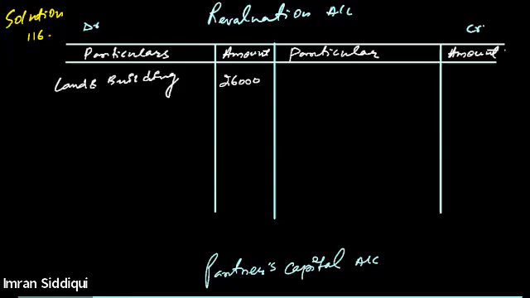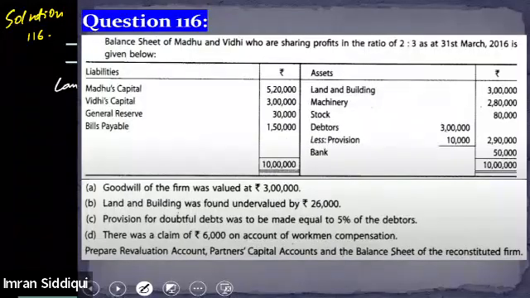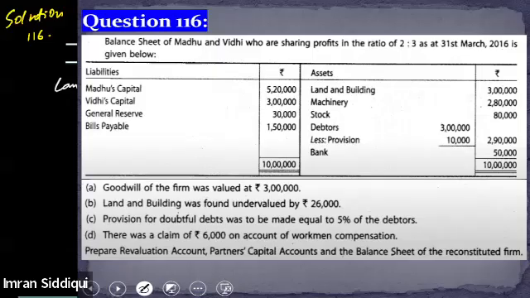Is that clear now? Minus the original one and the adjustment and write on the revaluation. Yeah, we will be doing that. We will subtract the land and building by 26,000, and the remaining value will be recorded under the balance sheet on the asset side. But right now we are just preparing the revaluation account, so I'm talking about the revaluation account only. Okay.